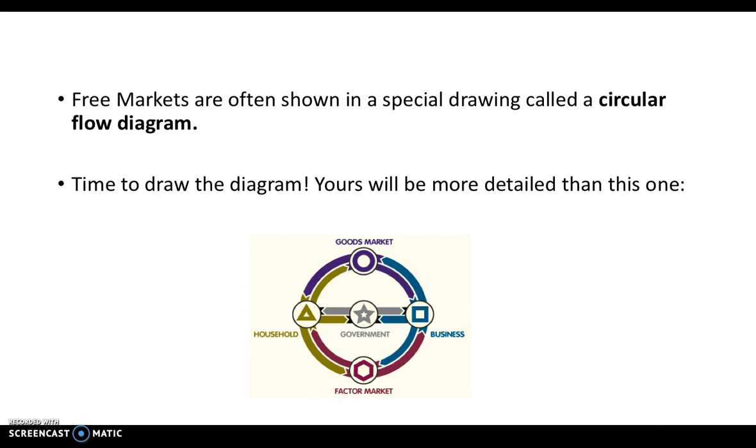And you can see this graph at the bottom right here. It's not a very good circular flow diagram, but these are just little notes to follow up. Free markets are often shown in a circular flow diagram, and I think mine's a little bit better than this one. It's got goods market and factor market, so you can see how things are labeled differently. But this one without a key and stuff doesn't even really make that much sense. And so we've drawn one. It says on here time to draw. Yours will be more detailed.